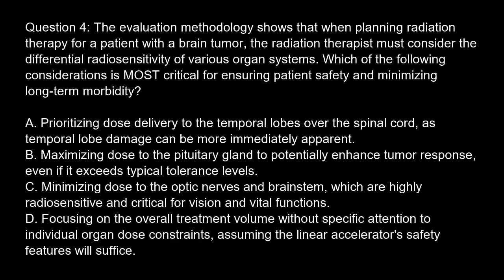Option A. Prioritizing dose delivery to the temporal lobes over the spinal cord, as temporal lobe damage can be more immediately apparent. Option B. Maximizing dose to the pituitary gland to potentially enhance tumor response, even if it exceeds typical tolerance levels. Option C. Minimizing dose to the optic nerves and brainstem, which are highly radiosensitive and critical for vision and vital functions. Option D. Focusing on the overall treatment volume without specific attention to individual organ dose constraints, assuming the linear accelerator's safety features will suffice.